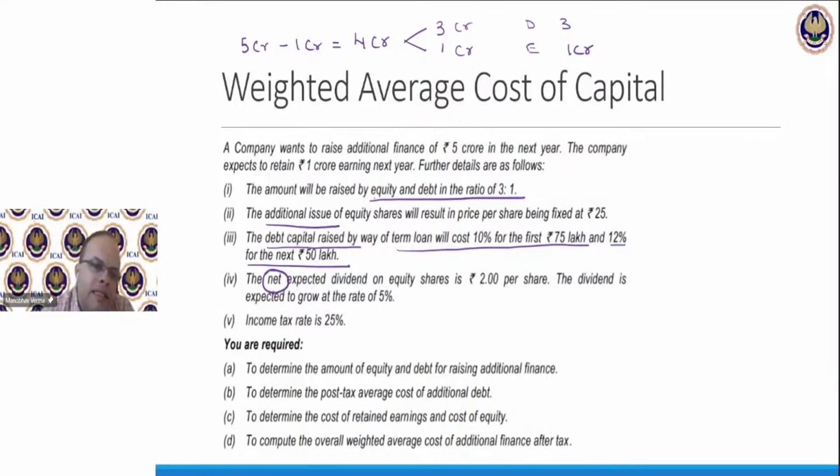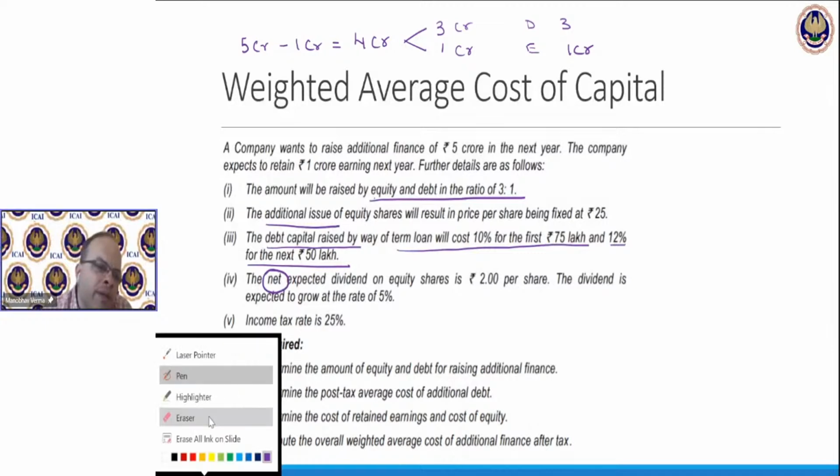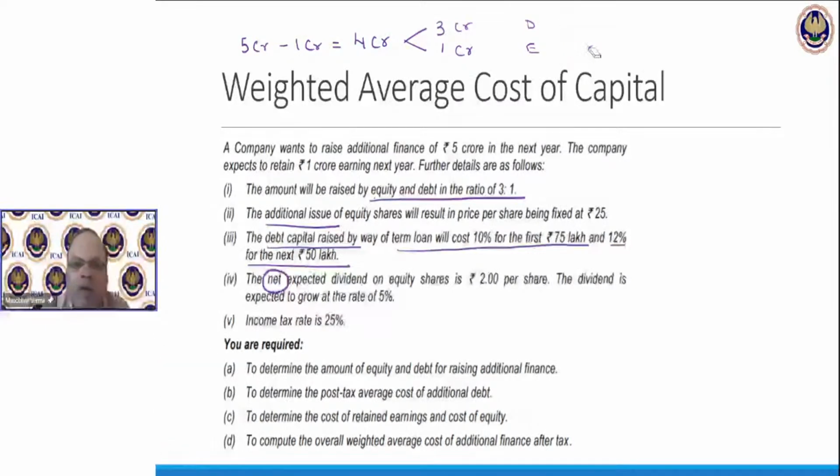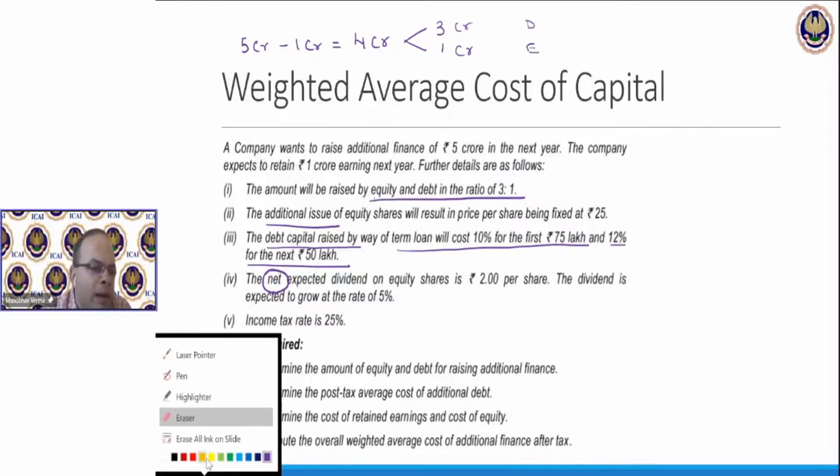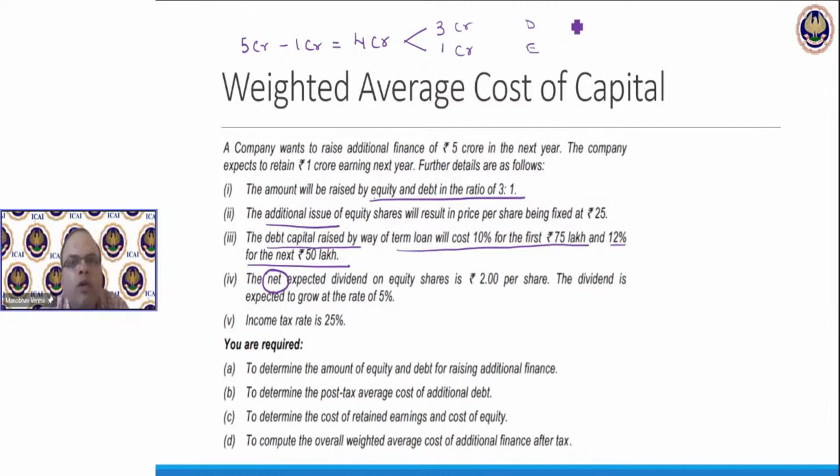But what will happen to equity, guys? Has anyone thought about that? What will happen to equity? Debt is 1 crore, that's fine. But equity is 3 crore plus 1, because retained earnings is also part of the equity, na? Don't you think we have changed the proportion here?